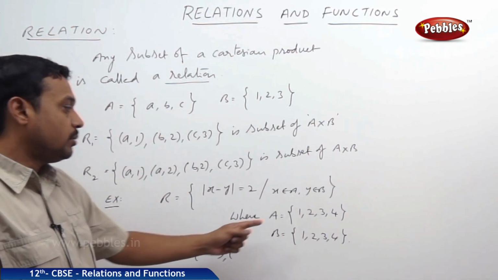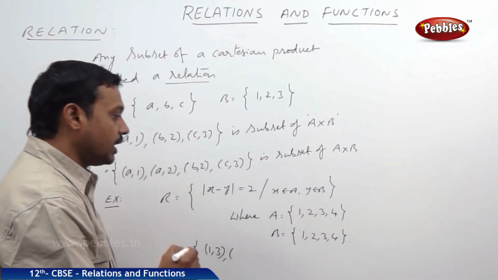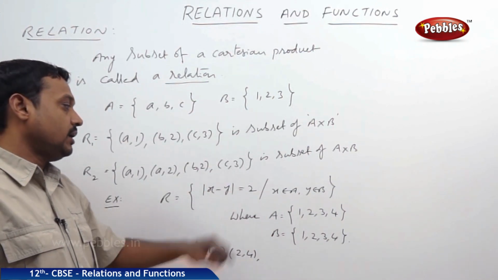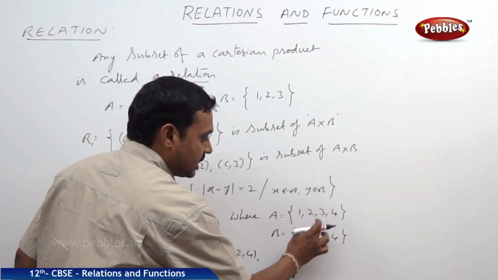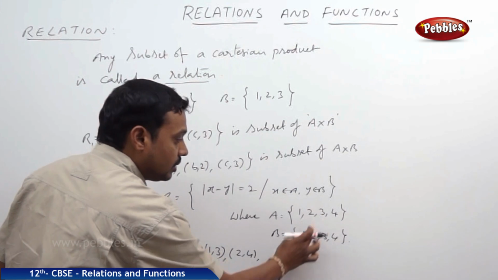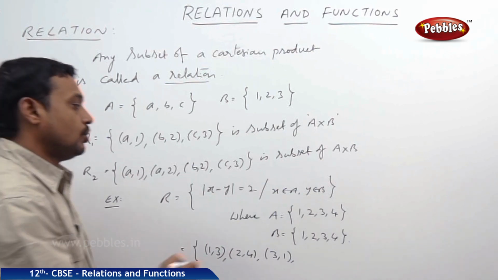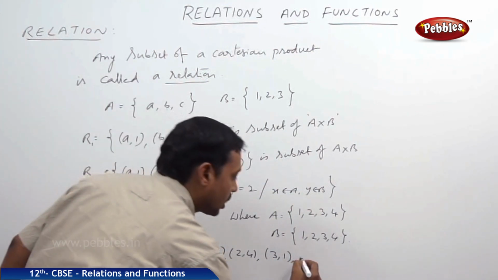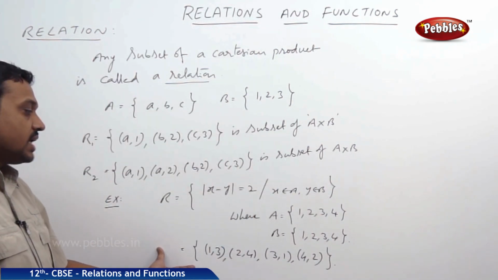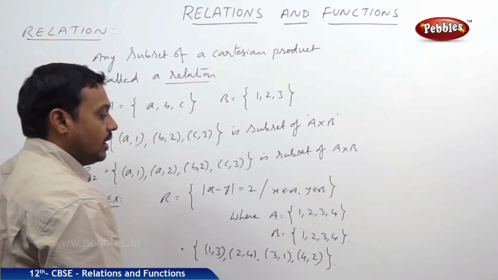Next, any more? (1,4), not possible. And (2,2), (2,3), (2,4), yes, the second one, (2,4), because 2 minus 4 again satisfies the same. With respect to 3, (3,1), (3,2), (3,3), (3,1), okay, possible. (3,1), yes, it's possible, 3 minus 1 is equal to 2. Next, with respect to 4, (4,2). This is a subset of the Cartesian product defined from A to B. Hence, this R is a relation.